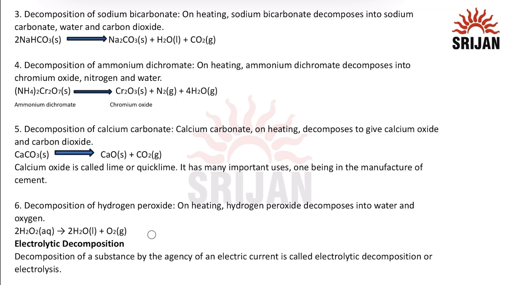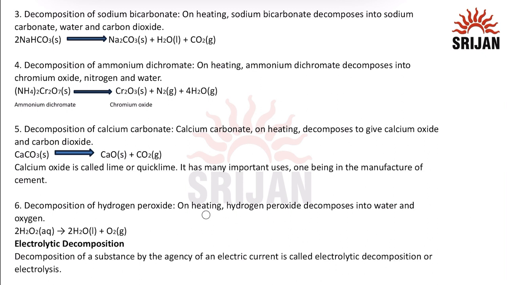Now, coming to the next decomposition, how can we perform electrolytic decomposition? That means we don't directly give heat, but what we give is electricity. By using electricity, a substance can be decomposed. Decomposition of a substance by the agency of an electric current is called electrolytic decomposition.